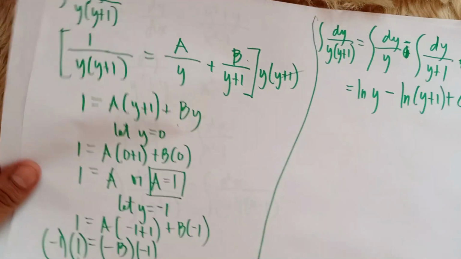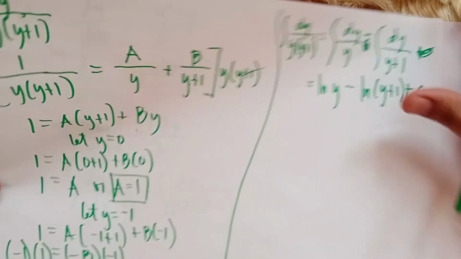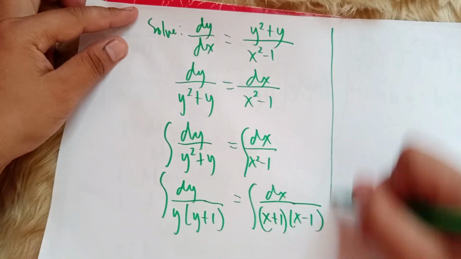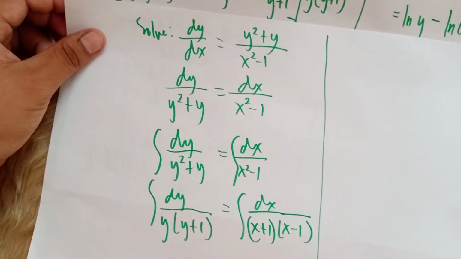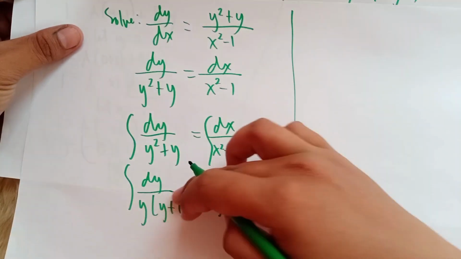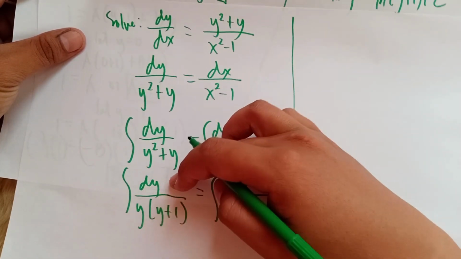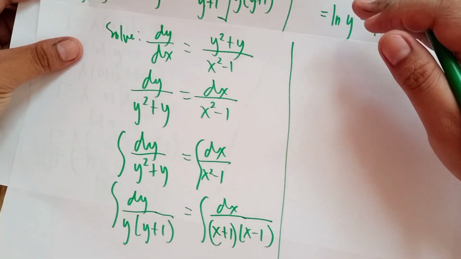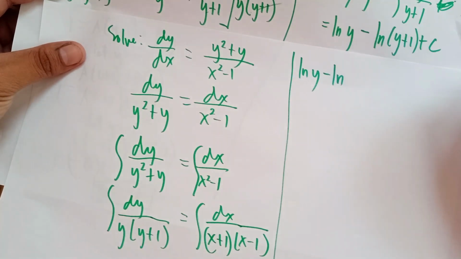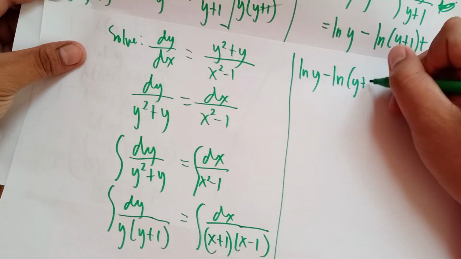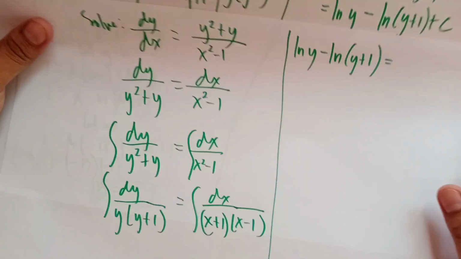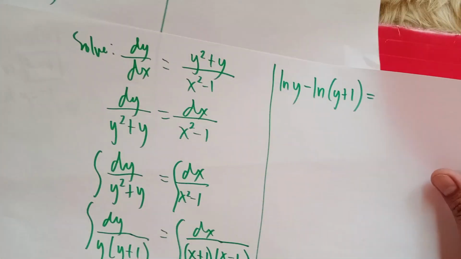Okay? So, substitute natin dito mga boss. Yung sagot natin, dito. Okay? So, this is now equal to, so, ito siya mga boss. Ito is yung integral of dy divided by y times y plus 1 is equal to the natural log of y minus natural log of y plus 1. Okay, mamaya na natin lagyan ng arbitrary constant mga boss. Sa kabila na lang, side na lang. Okay? Okay, next.